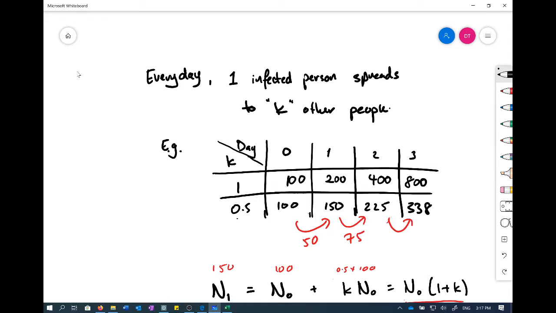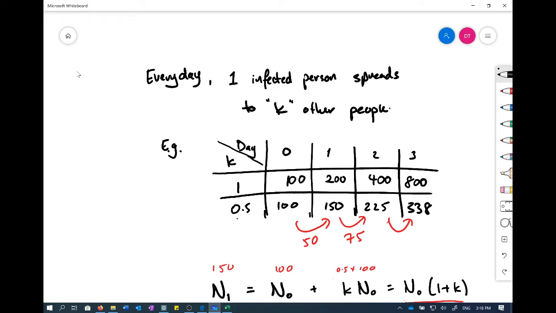So maybe let's say let the number of people that is infected by this one person every day be k. So let's say if we have a k value of 1, that means each infected case, on average, will infect one new person every day.